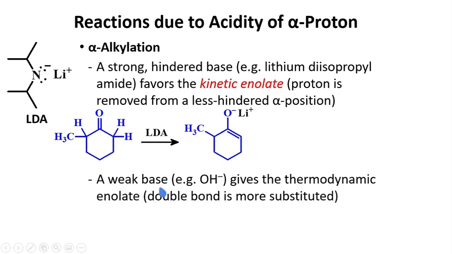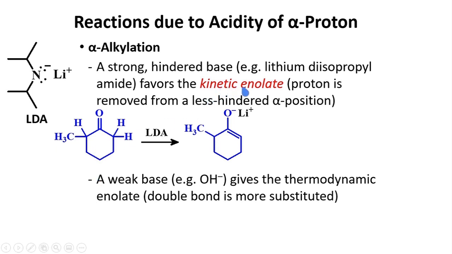If we have a weak and small base, like this, it can take a proton from here or here with ease. And the formation of the enolate will depend on the stability of the formed enolate. A double bond here compared to a double bond here. Because this will be more substituted, the double bond here will be much more stable. That will be our thermodynamic enolate.